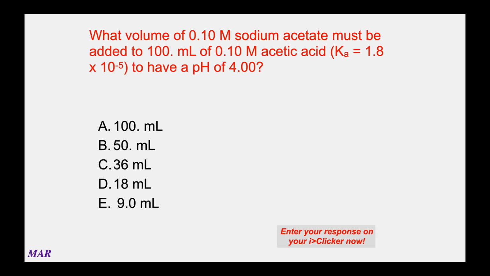In this question, we want to find what volume of 0.10 molar sodium acetate must be added to 100 milliliters of 0.10 molar acetic acid to have a pH of 4.00. Okay, again, there are multiple ways to solve this kind of problem. I would probably recommend using Henderson-Hasselbalch, but that's just my way.